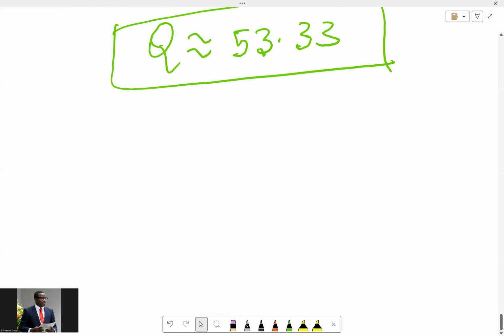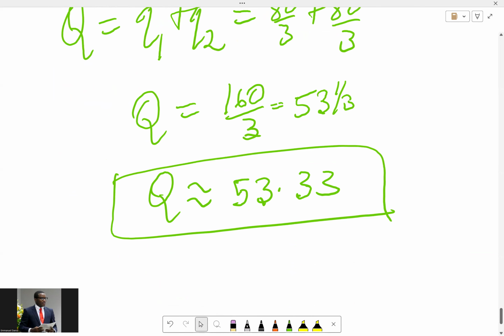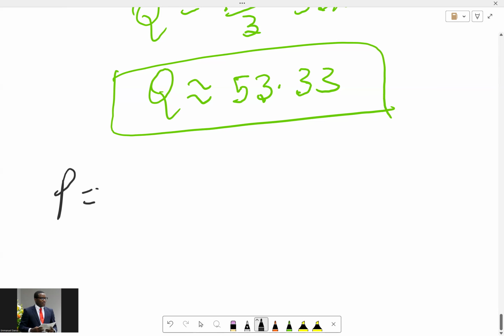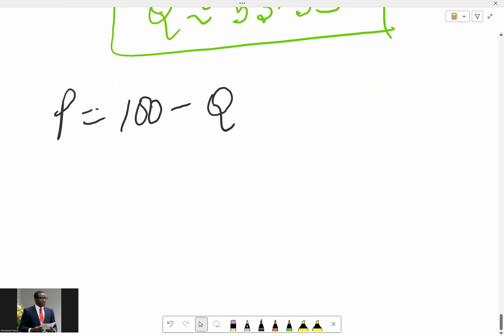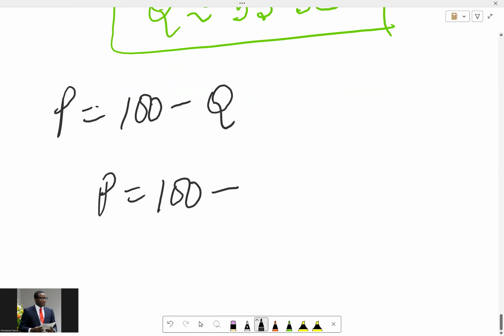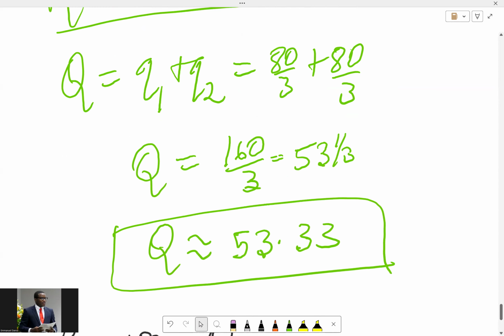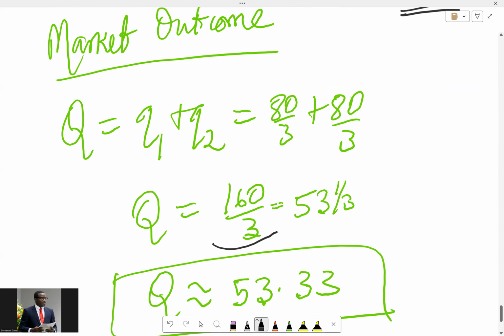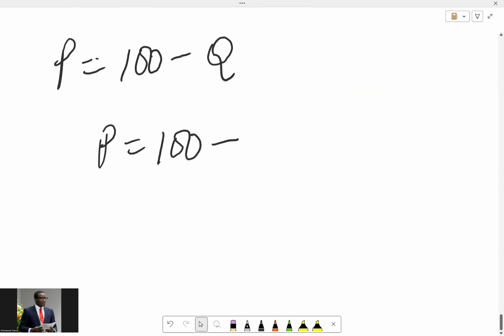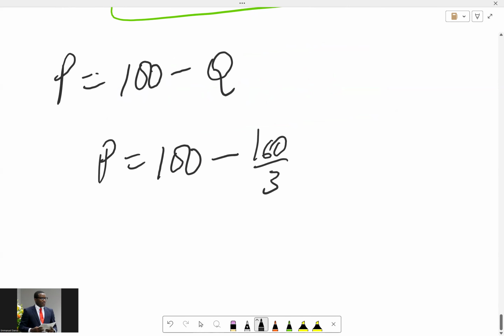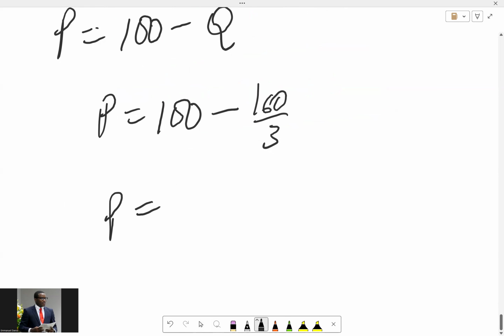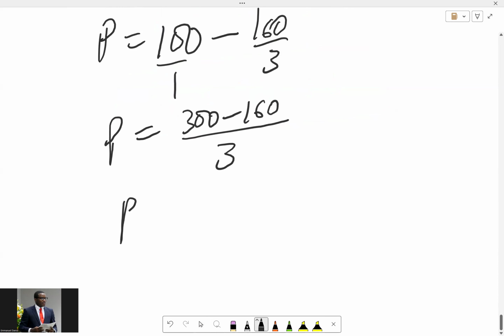Then what about the price now? So P is 100 minus Q from what we have from the very beginning. So P now is 100 minus the Q we have, which is 160 over 3. We can use the fraction to make it better. So it's 160 divided by 3. So P equals, LCM is 3, so 1 in 3, that's 300 minus 160. 300 minus 160 is 140. So that's 140 divided by 3.